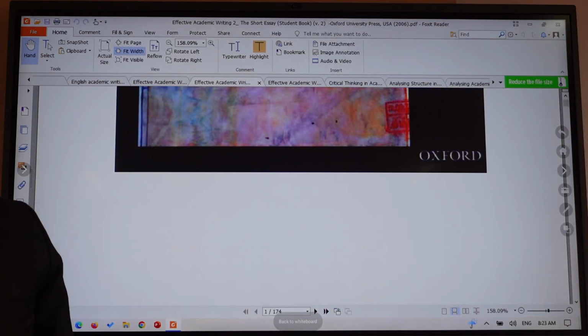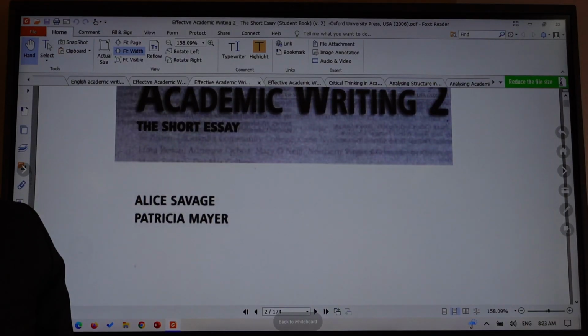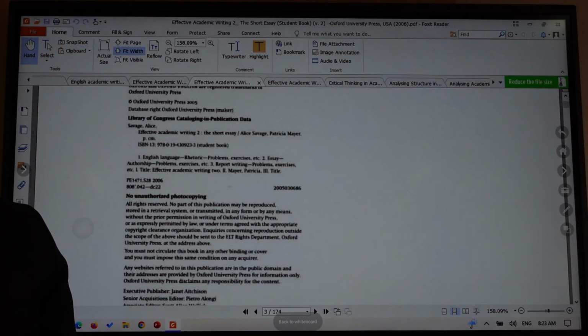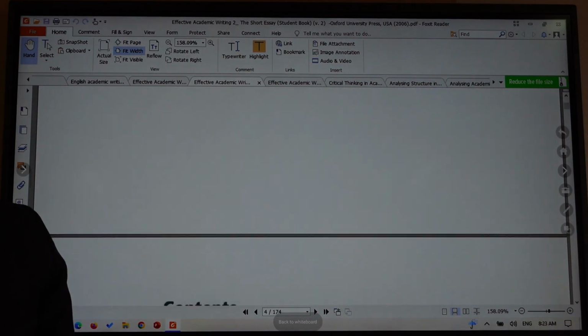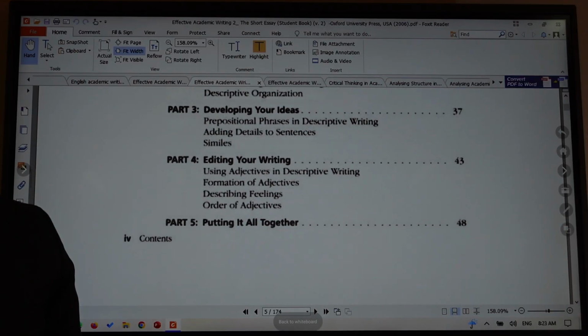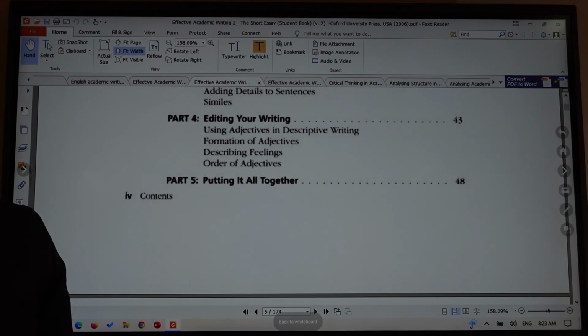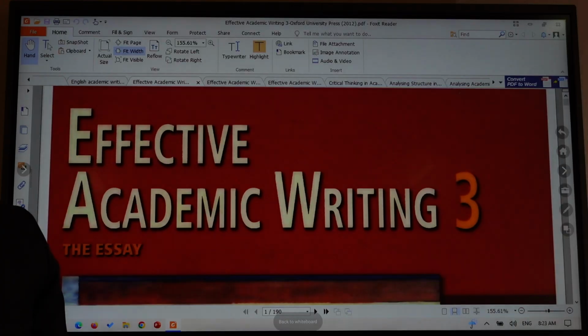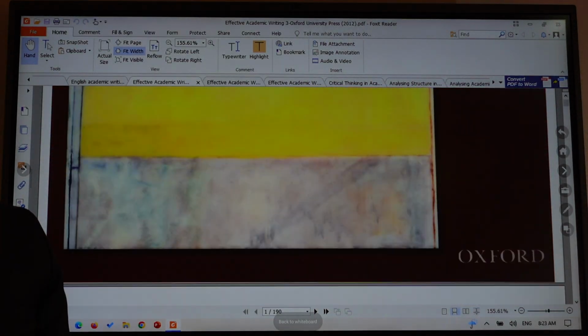Quickly, let's check the curriculum table of contents and see what is given inside. So as I said, it's about essay writing, right? Same, now let's move ahead. Let's see the third book and what is given there.